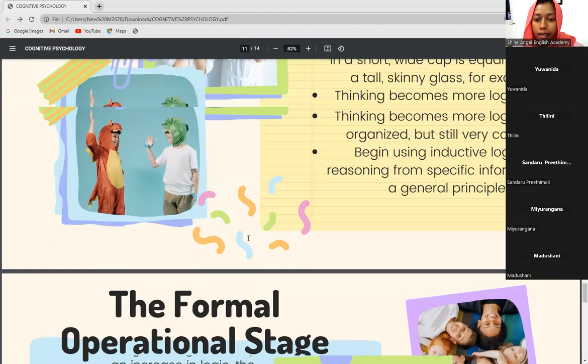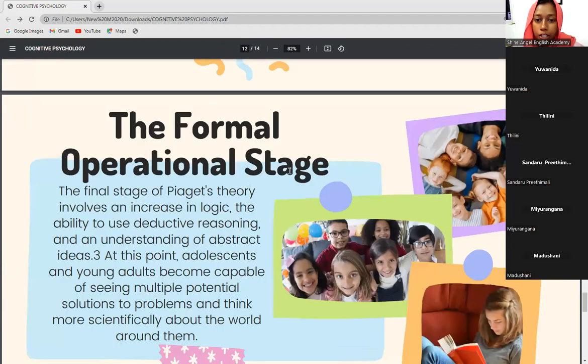Okay? The final stage is the formal operational stage. During this stage, the final stage of Piaget's theory involves an increase in knowledge and logical thinking. So their logical thinking is developing the ability to use deductive reasoning and understanding of abstract ideas. They will be able to think. They will be able to understand the situation. They will be able to understand the ideas, right?